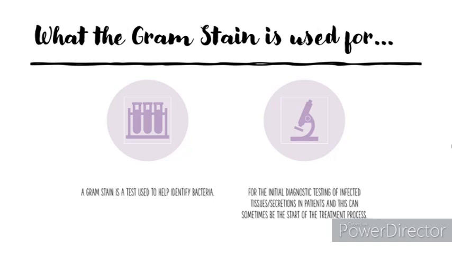So what is the gram stain? What is it used for? A gram stain is a test used to help identify bacteria. It's usually one of the first beginning types of tests for microbiology of infected tissues and secretions in patients.